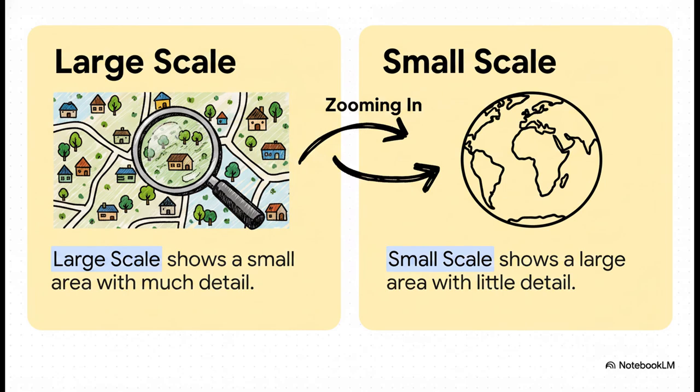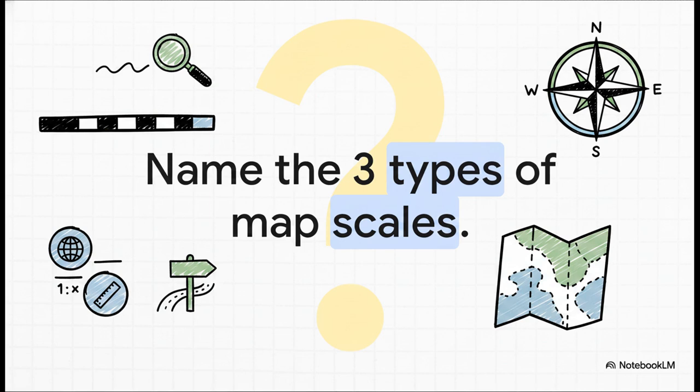Remember this brilliantly simple contrast. A large scale, like 1 to 10,000, actually shows a really small area, like your local neighborhood, but with a huge amount of detail. It zooms way in. Conversely, a small scale, like 1 to 500,000, zooms all the way out to show a massive area, like an entire country, but with very little detail. So the crucial point is, large scale equals large detail of a small area. Small scale equals small detail of a large area. Got it? Let's move on to question 24.